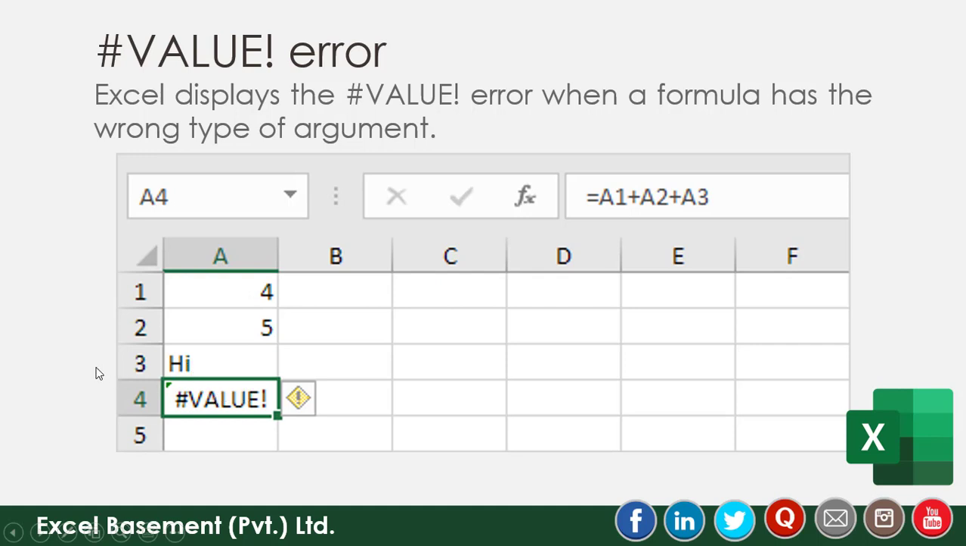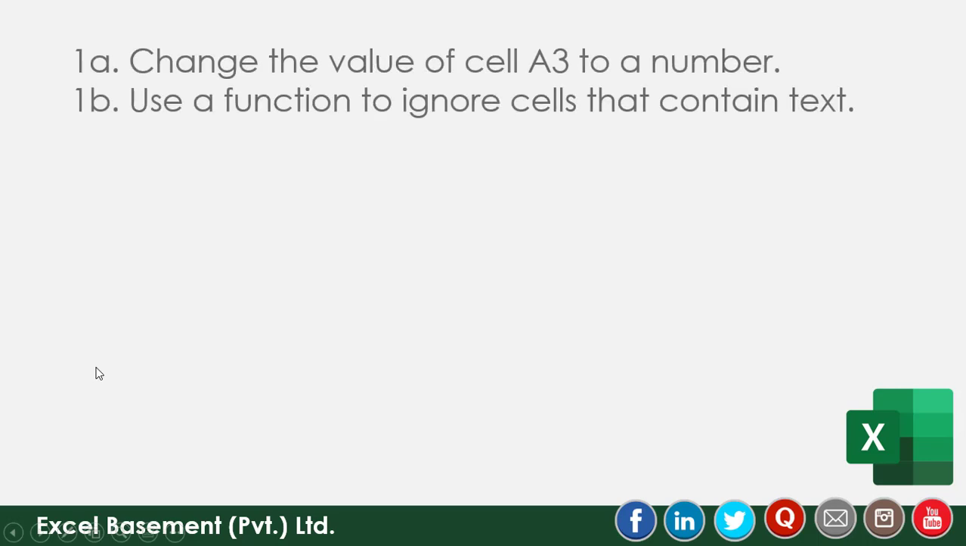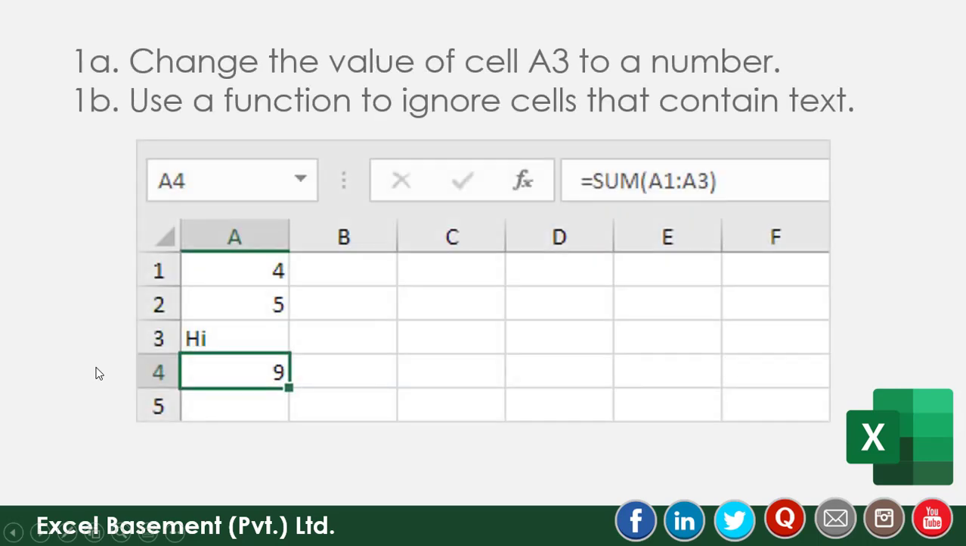But the smart way to handle it is to either exclude A3, that is the textual cell, or apply the SUM function, because the SUM function has the ability to treat this specific text value cell as 0 and gives you an output, whether the array contains numbers or text.